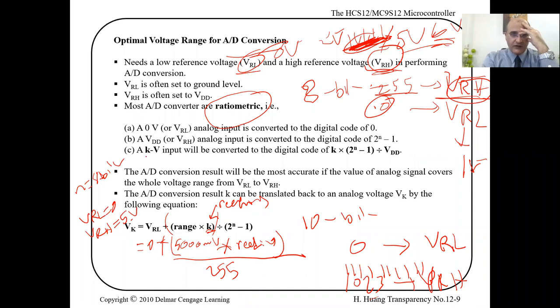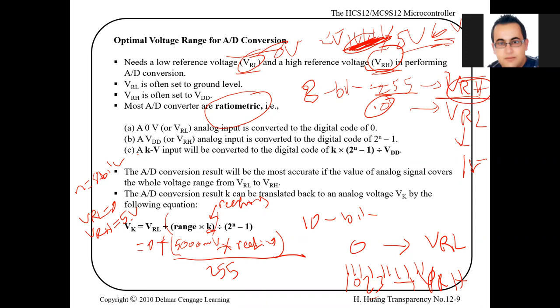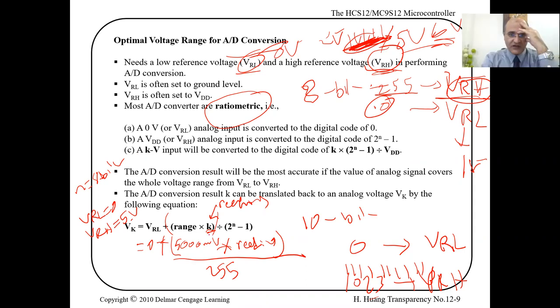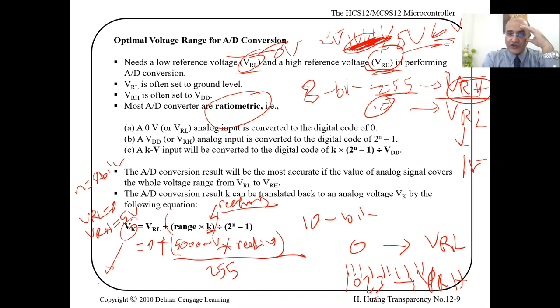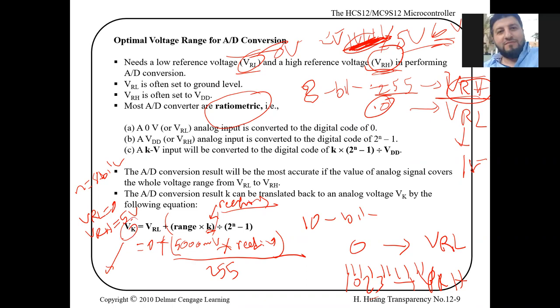VK, the K value. K is the digital reading, and VK is the analog voltage outside, the analog voltage applied to the pin that we want to know. So V is the analog and K is the digital one after conversion. It's the reading you find in the analog register.